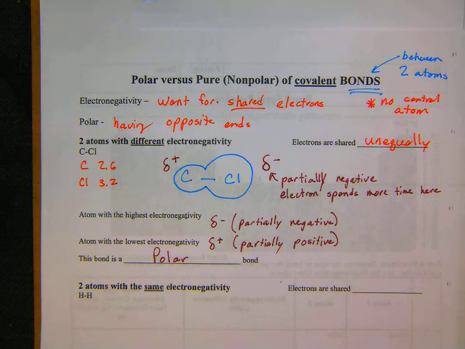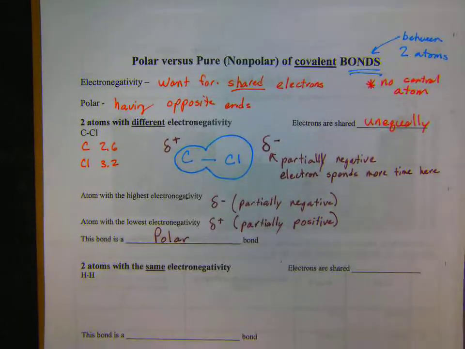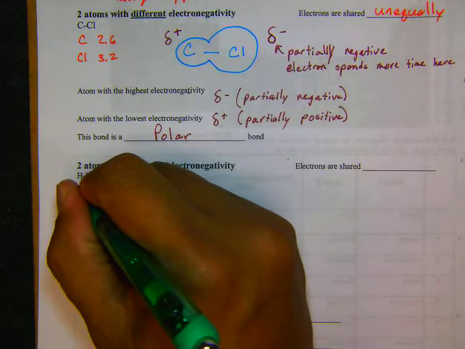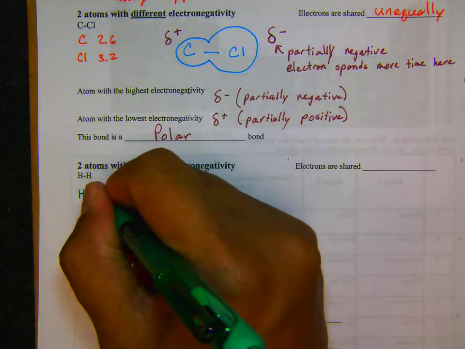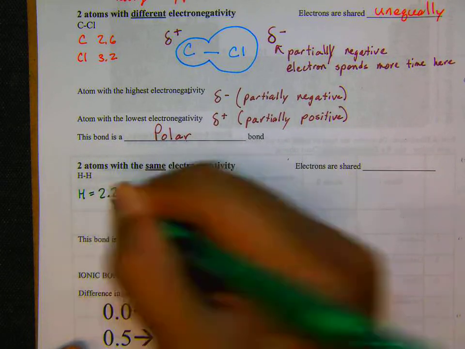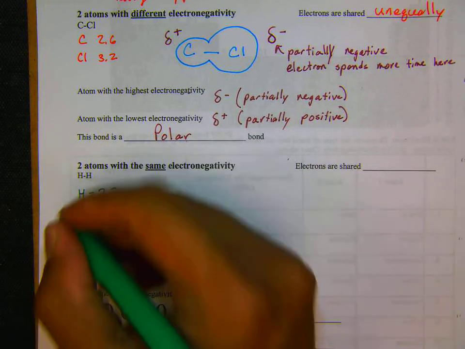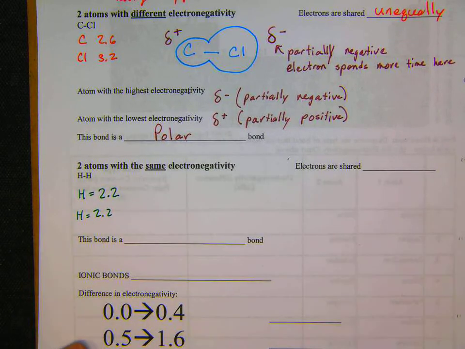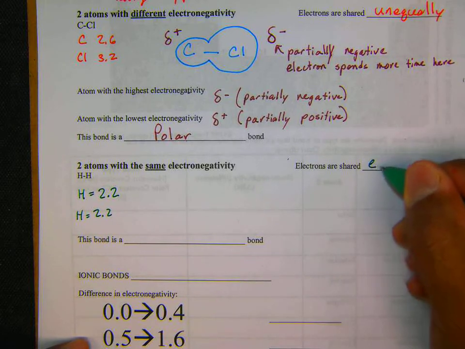All right. If they have the same electronegativity, let's look at H and H. So can anyone look on the other side and tell me the electronegativity of hydrogen? It's what now? 2.2. And what's the electronegativity of the other hydrogen? 2.2. Right. So the electronegativity is going to be the same. So what does that mean about the electron that's being pulled on in the middle? It's going to be equally shared. So at times we're going to have something that's equally shared.